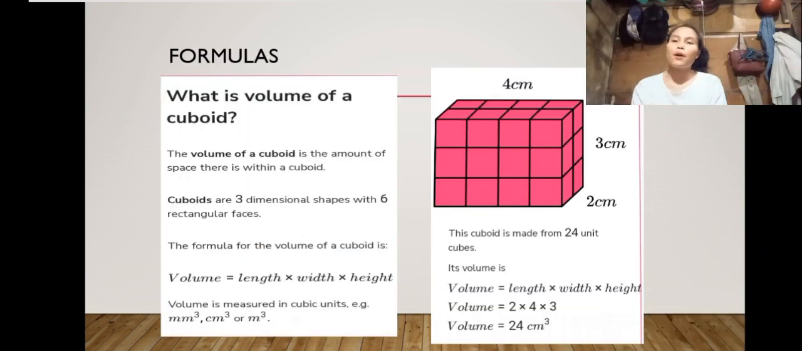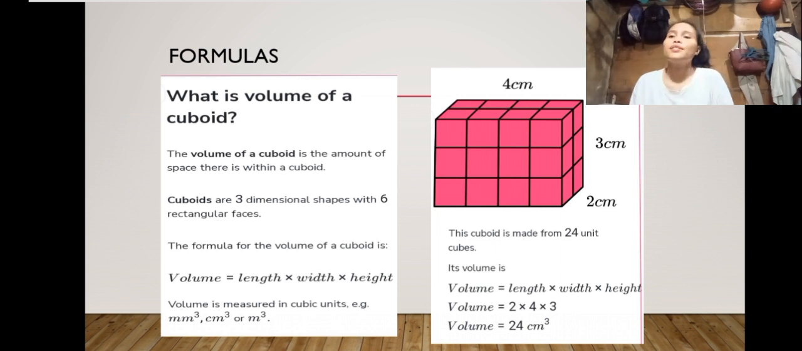So here are the formulas of a cuboid. Let's start with the volume. What is the volume of a cuboid? The volume of a cuboid is the amount of space within it. Cuboids are three-dimensional shapes with 6 rectangular faces. The formula is volume equals length times width times height. Volume is measured in cubic units, for example cubic millimeters, cubic centimeters, or cubic meters.